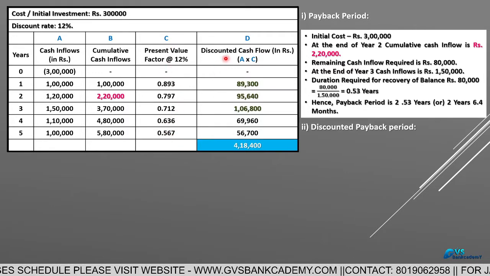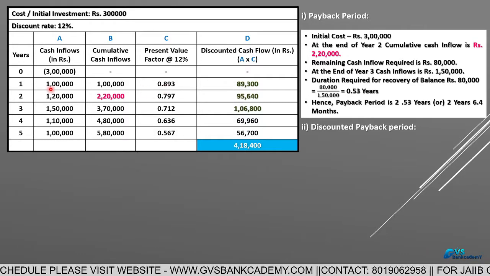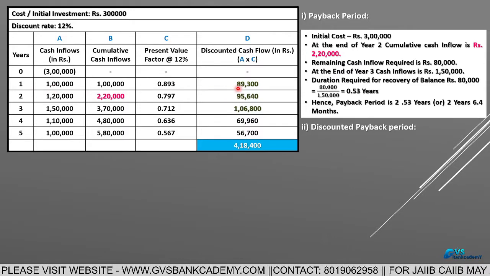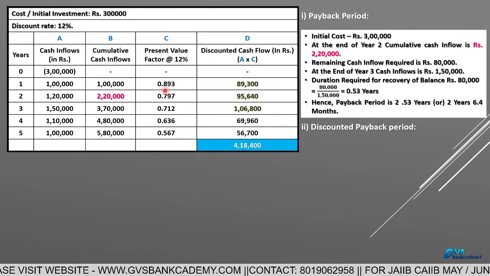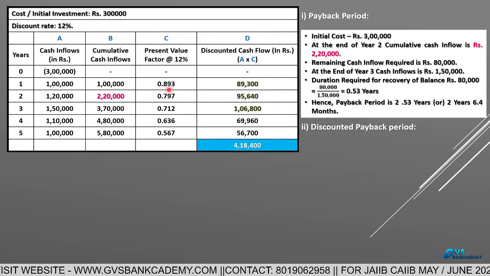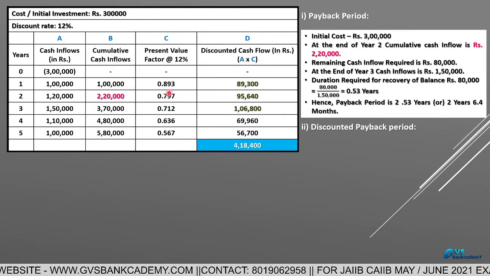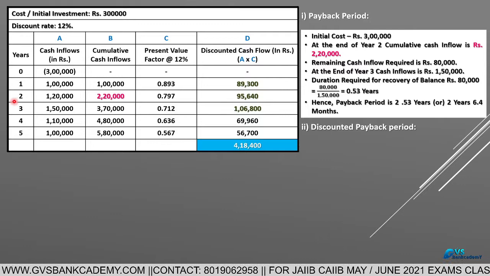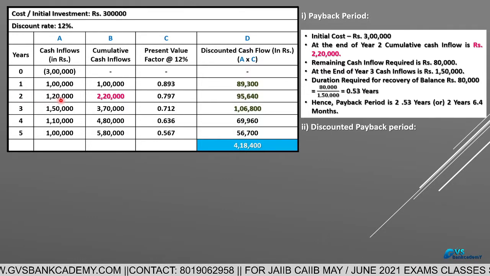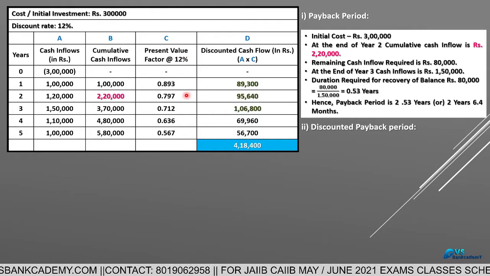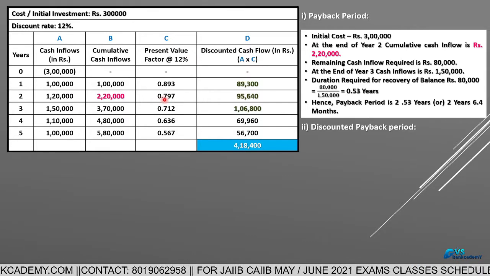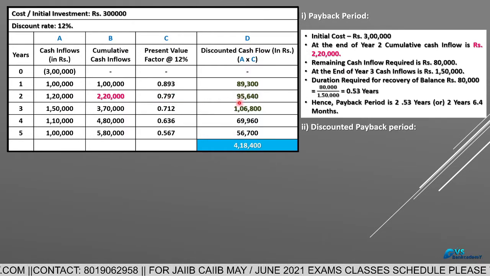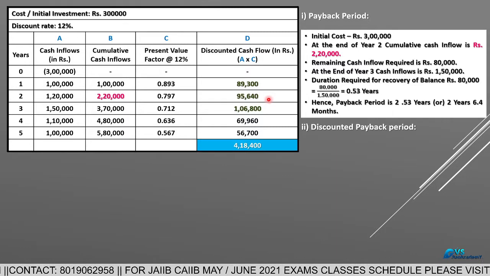Now, using the discounting factor, you have to calculate the present value. After 1 year, we are getting 1 lakh. What is the present value today of this 1 lakh at the factor of 0.893? 1 lakh into 0.893 is 89,300. At the end of the second year, we are getting 1,20,000 rupees. At the 12% discounting factor of 0.797, 1,20,000 into 0.797 is 95,640.